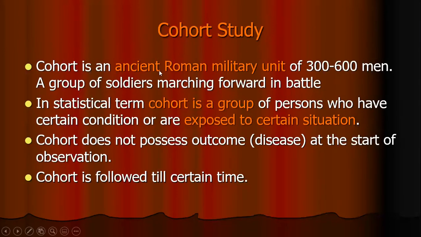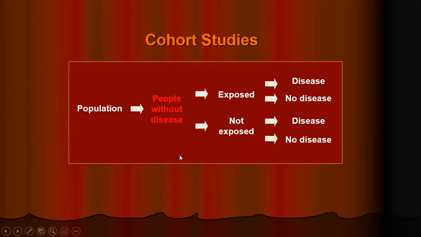A cohort is an ancient Roman military unit of 300 to 600 men, a group of soldiers marching forward in a battle. In statistical term, cohort is a group of persons who have certain condition or are exposed to certain situation. Cohort does not possess the outcome or disease at the start of observation. This is very important to understand. And cohort is followed till certain time.